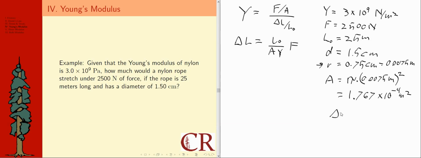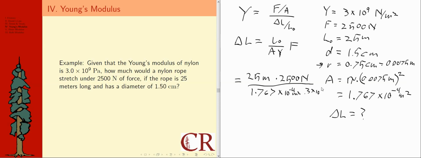As before, the question is for the amount of stretch. So again, we're going to use this formula to do that, and that means I'm going to wind up doing 25 meters, and I'm going to keep F upstairs like I did in the last one too, times 2,500 newtons, divided by that 1.767 times 10 to the minus 4 meters squared, and we also need the Young's modulus down there of 3 times 10 to the 9 newtons per meter squared. And again, the units kind of all work out. There should be something in meters.